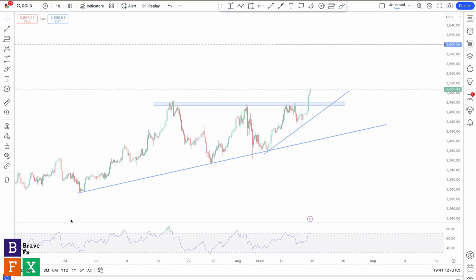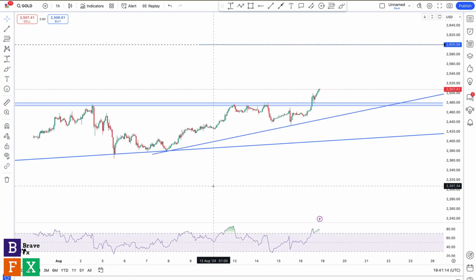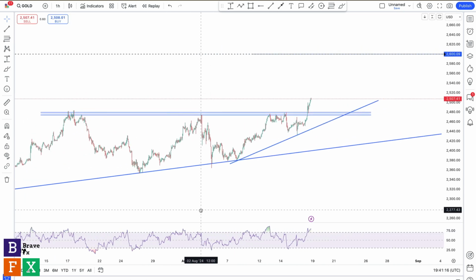And going on to the 1 hour time frame, since that's where most of you will be taking your entries from, I'm going to repeat once more, right?